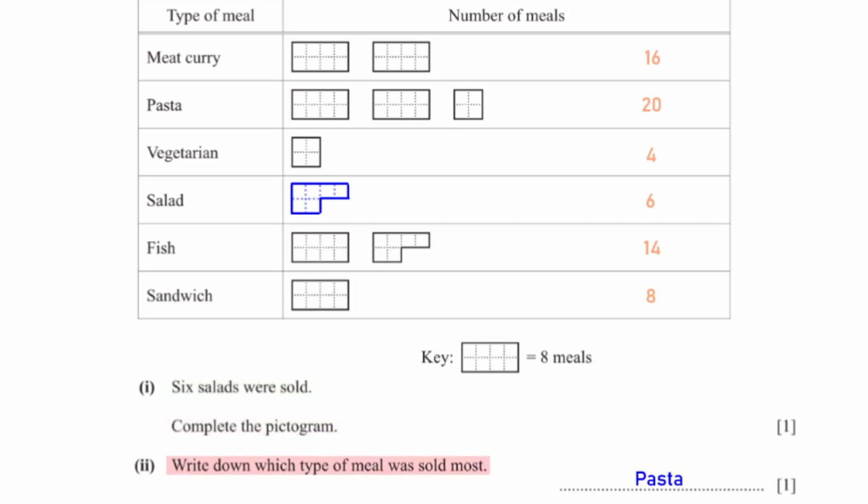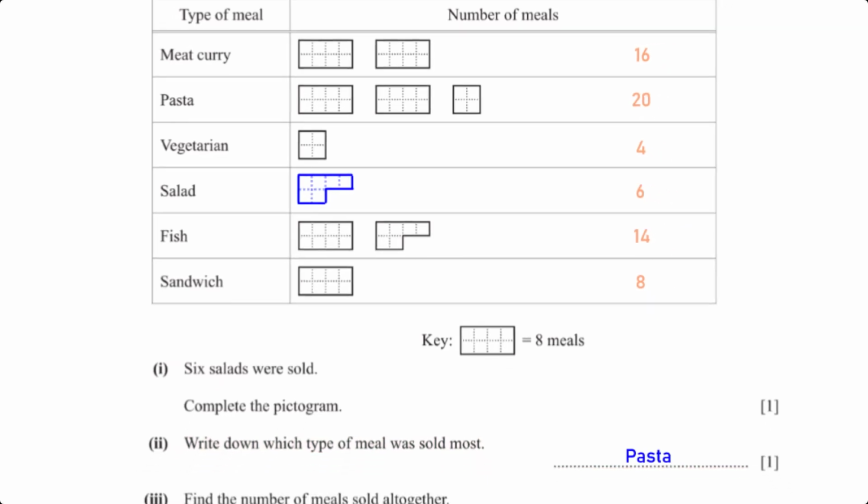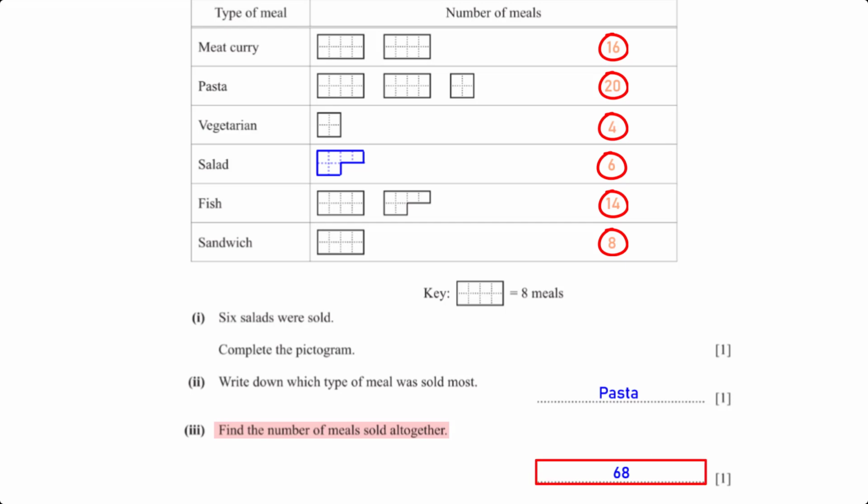Write down which type of meal was sold most. First, we need to count the number of meals sold for each category. From this, we see that pasta was sold the most. Find the number of meals sold altogether. When we sum up the number of meals sold for each category, we have 16 plus 20 plus 4 plus 6 plus 14 plus 8. We get 68.